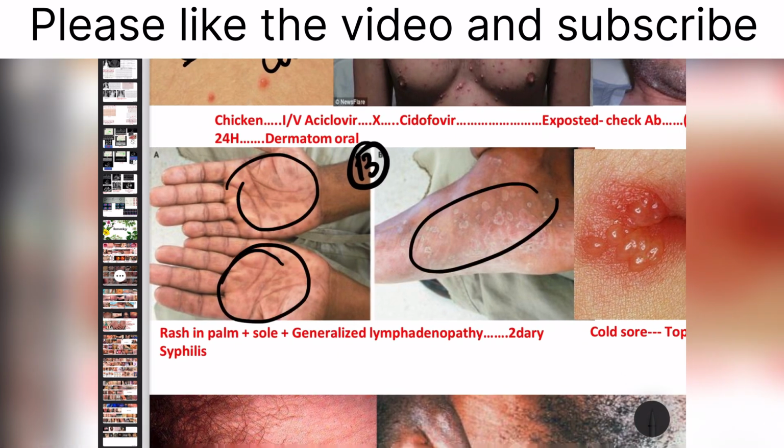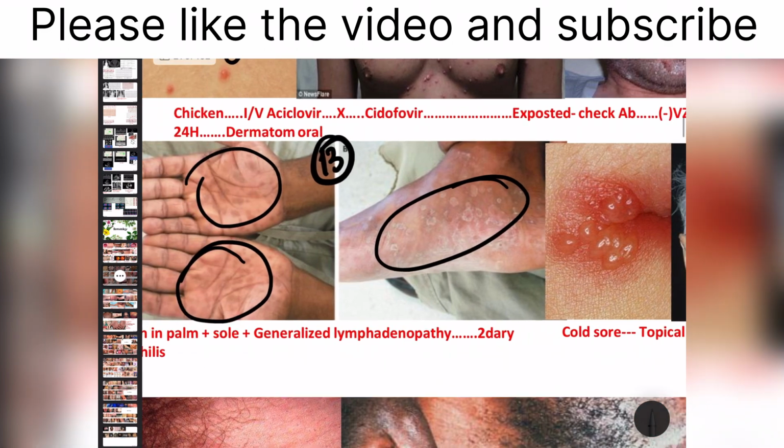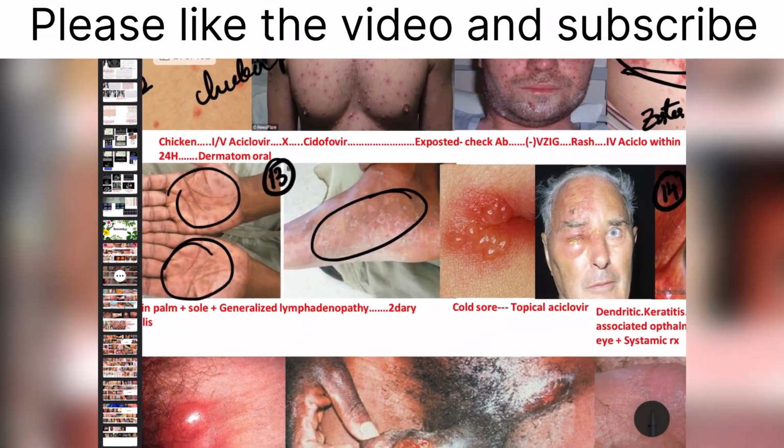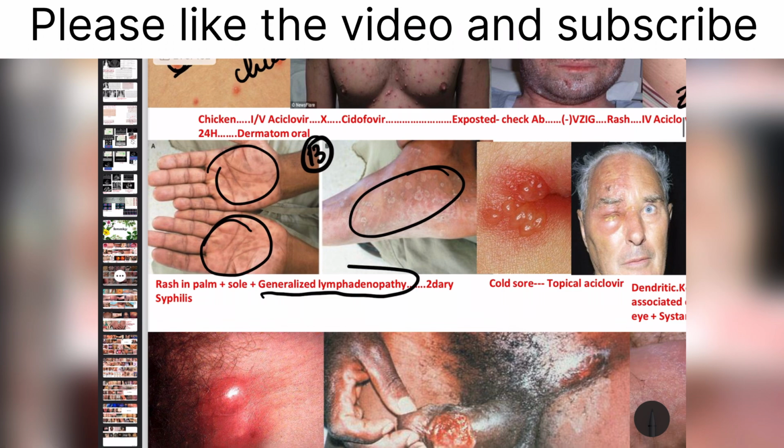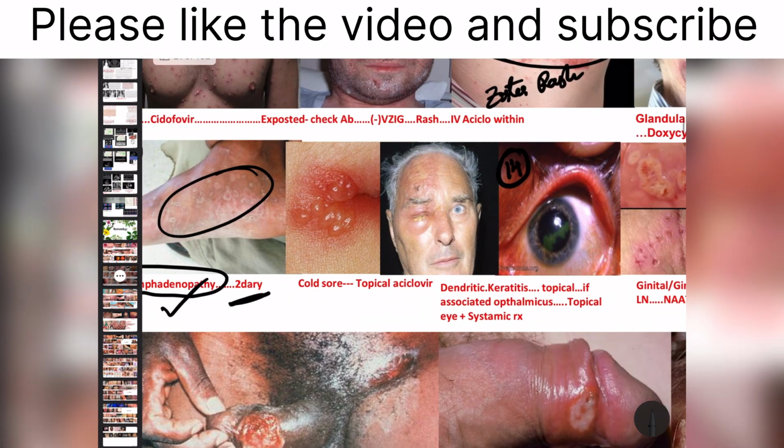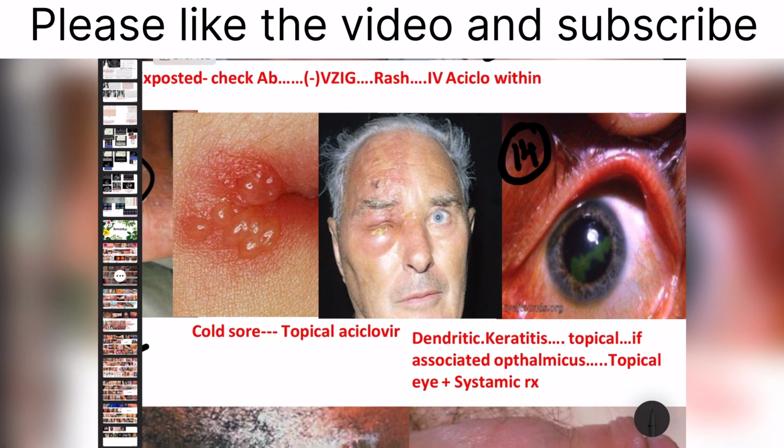So there is some rash on the palms, rash on the soles. In the question they might give a clue of generalized lymphadenopathy. If this is associated with generalized lymphadenopathy, that is secondary syphilis.